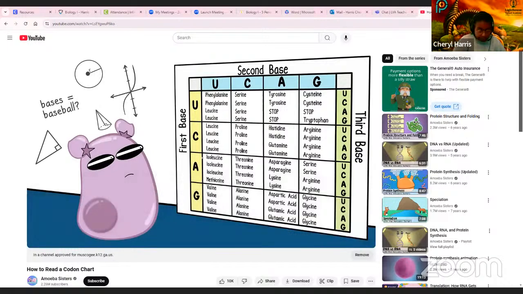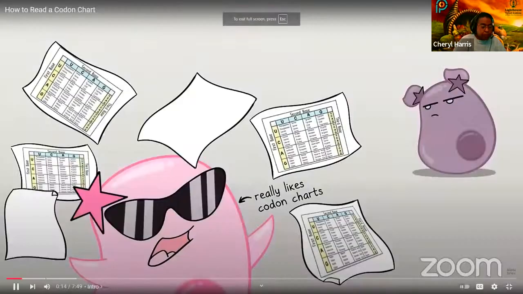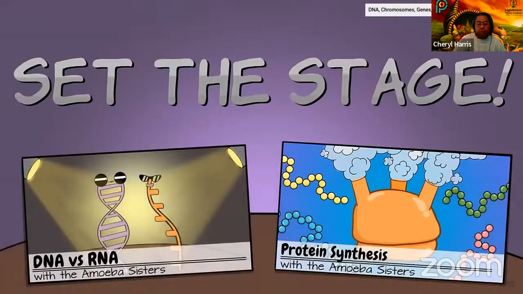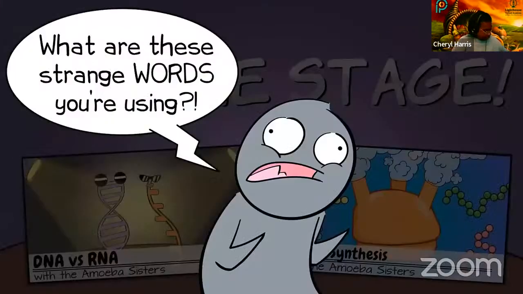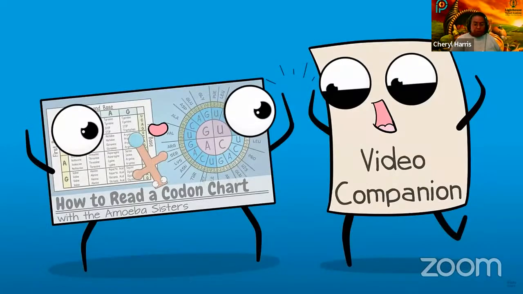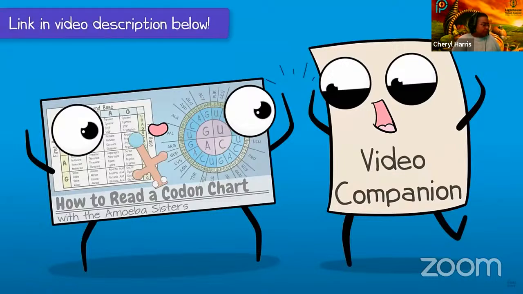Additional help to read a codon chart, and you've come to the right place. We're going to assume you already have the background from our DNA versus RNA video and our protein synthesis video. If not, you might want to check those out first, or otherwise jumping right into this isn't going to make much sense. We have a video companion handout to this video, which can be helpful. Expand this video's details for the link, as you may want to download it first.